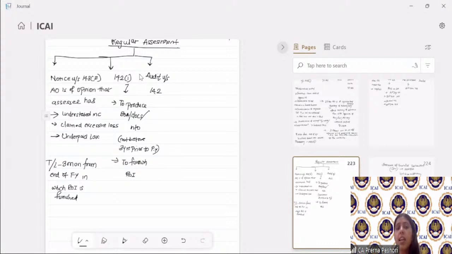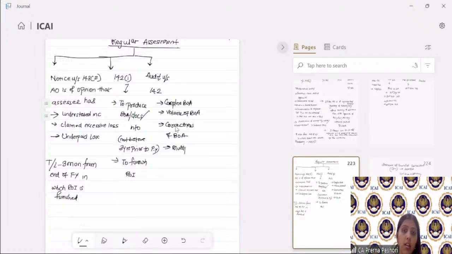So if at the stage of the assessment proceeding, the AO feels that there are complex accounts of the assessee, or due to the volume of books of accounts, or he has a doubt about the correctness of the books of accounts, or there are multiple transactions, or for that matter, the specialized nature of business.